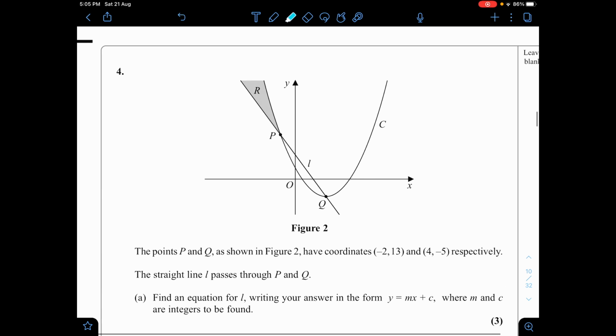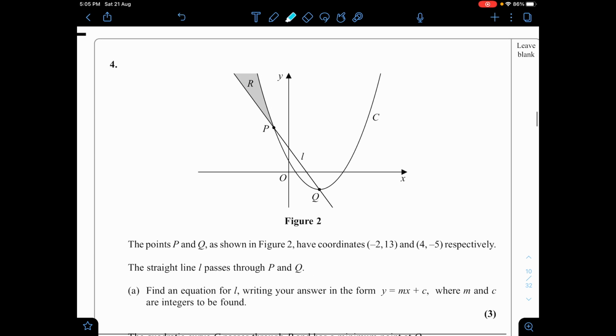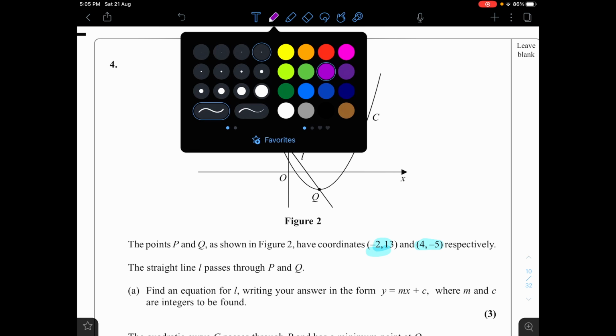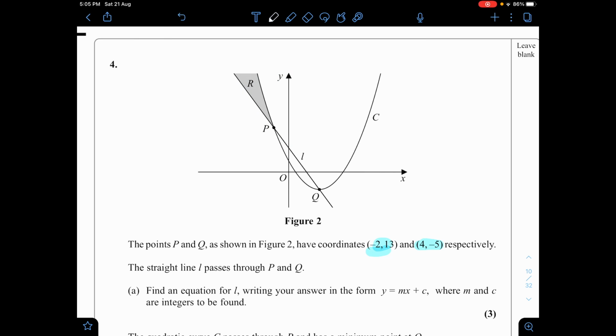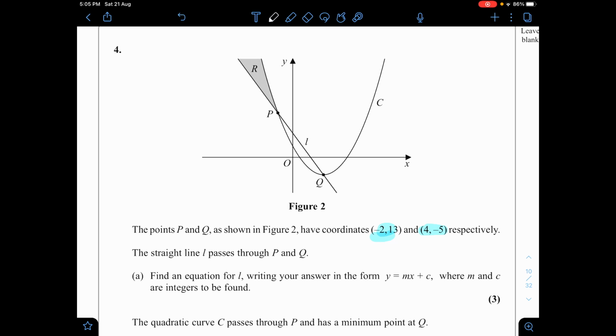The points P and Q are shown in the figure below. Find an equation for L, writing the answer in the form y equals mx plus c, where m and c are to be found. So we have two coordinates over here, and all we have to do is use straight line geometry. All we have to find is the gradient between the two points. So m is the change in y over the change in x. If we take this as x1, y1 and x2, y2, we'll just do y2 minus y1 over x2 minus x1.